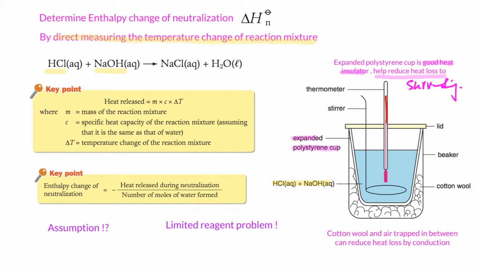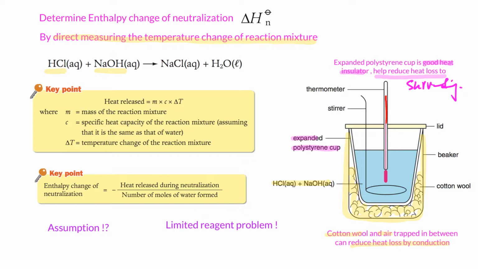Other than the expanded polystyrene cup, we also have a beaker to hold the cup, and we also have some cotton wool. The cotton wool and also the air trapped in between are used to reduce heat loss by conduction this time. We have a stirrer as well. The stirrer is just to ensure the heat is evenly distributed in the water.